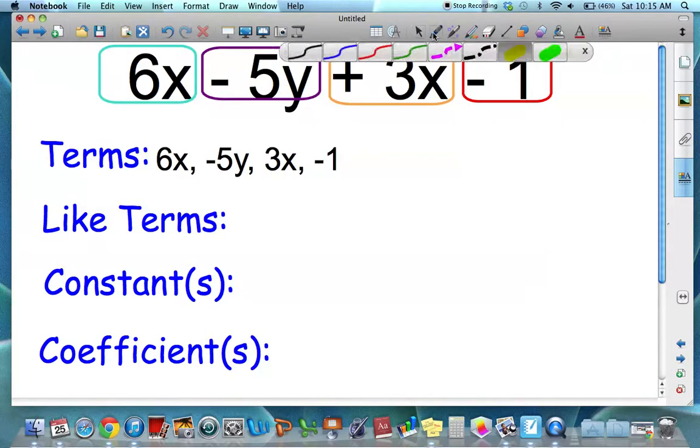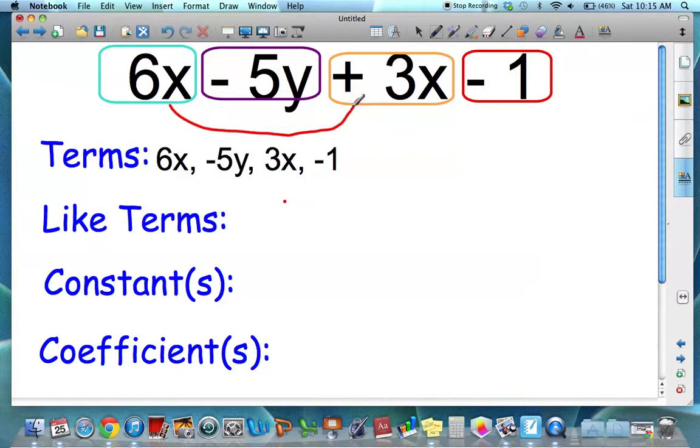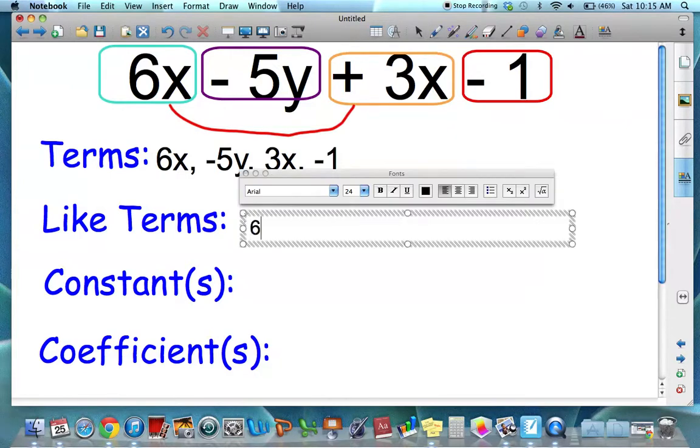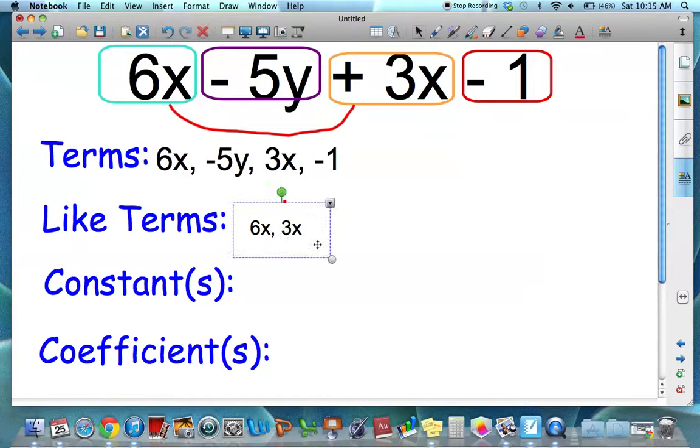Now, if I'm trying to identify any like terms, I'm looking for something that has similar variables. Just like the example we showed on the last screen, I've got a 6x and a 3x. Both of those have the variable x, so as I list my like terms, I just separate them with a comma again because we're just making a list.